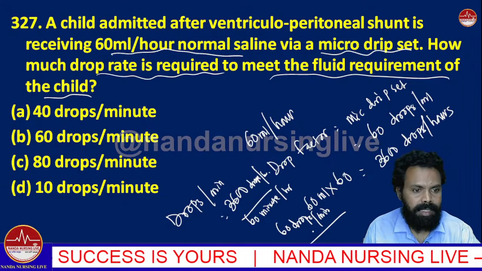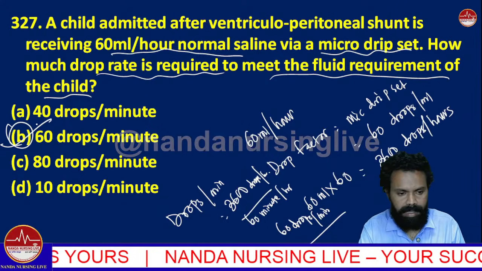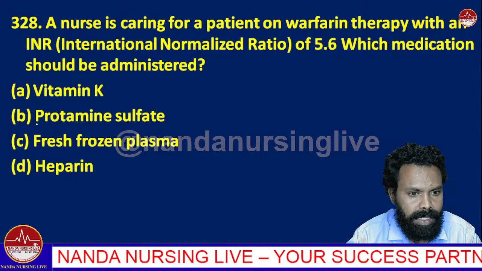So the correct answer is 60 drops per minute. Option B is the correct answer, right? 60 drops per minute is the correct answer. Next question number 328.